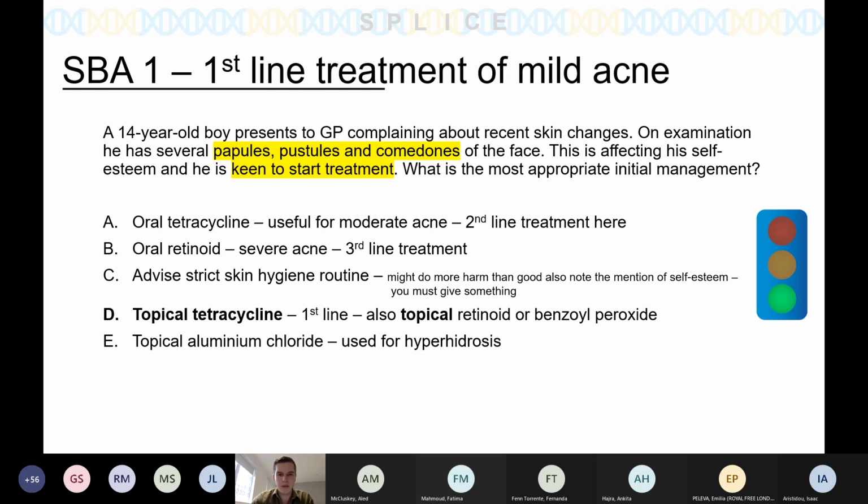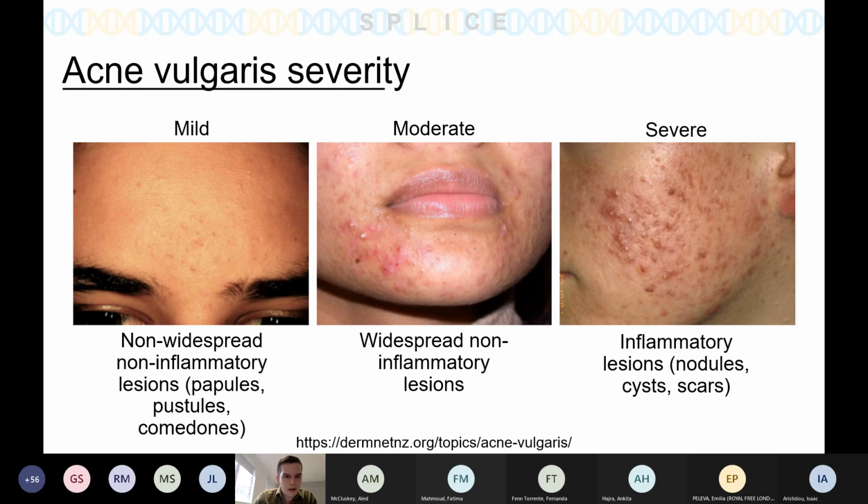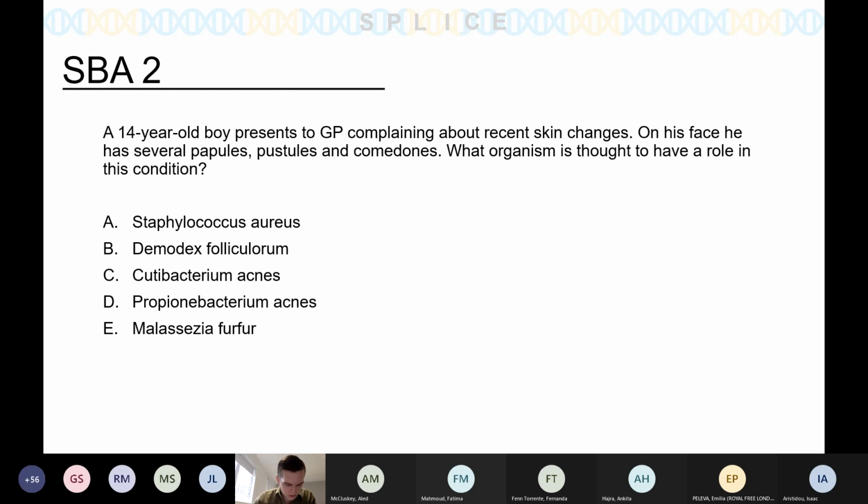Moderate acne is treated with orals, like tetracycline, for example. Severe acne, which is managed not by a GP but by dermatology, would be oral retinoids, like a systemic therapy. And here are the pictures that I mentioned. On the left, non-inflammatory lesions that are sparse, then a higher density of those same lesions in moderate, and then severe. It's not crystal clear on the picture, but there are nodules, cysts, scars. Those are the buzzwords that you want to look out for in a question if you're not shown a picture. Okay, we've got another SBA if you want to go, Isaac.